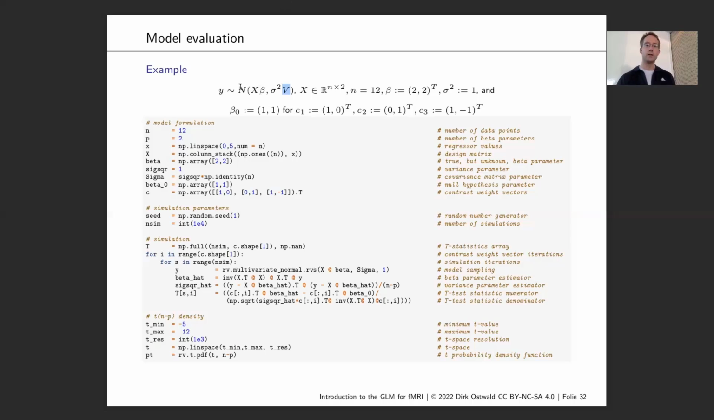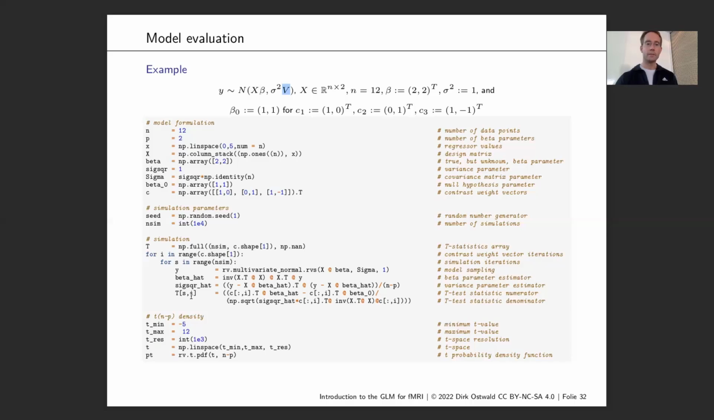So we take 10,000 12-dimensional vectors from the model, and based on the data y, compute the estimators and the t values. And then we collect all these t values and do a histogram analysis of the t values.